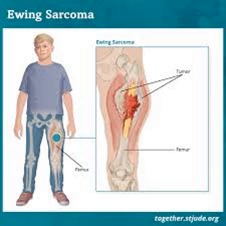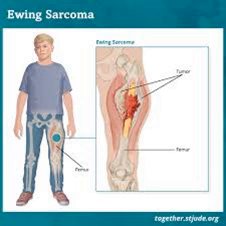Staging. Once diagnosed, Ewing sarcoma is staged to determine the extent of the disease. Localized, the cancer is confined to the original site or has spread only to nearby tissue. Metastatic, the cancer has spread to other parts of the body, such as the lungs, bones, or bone marrow.